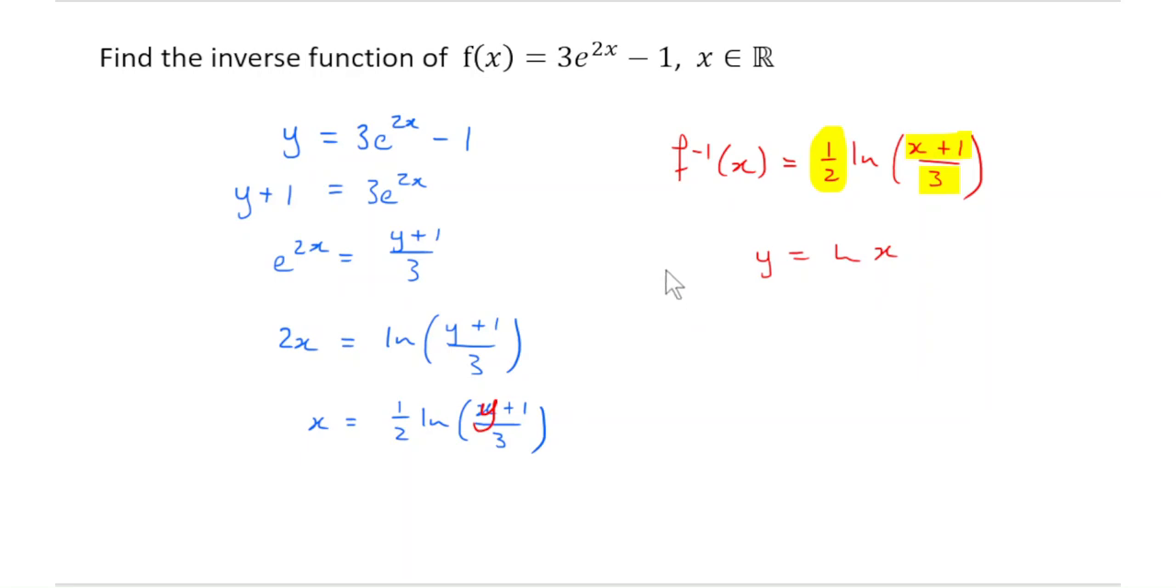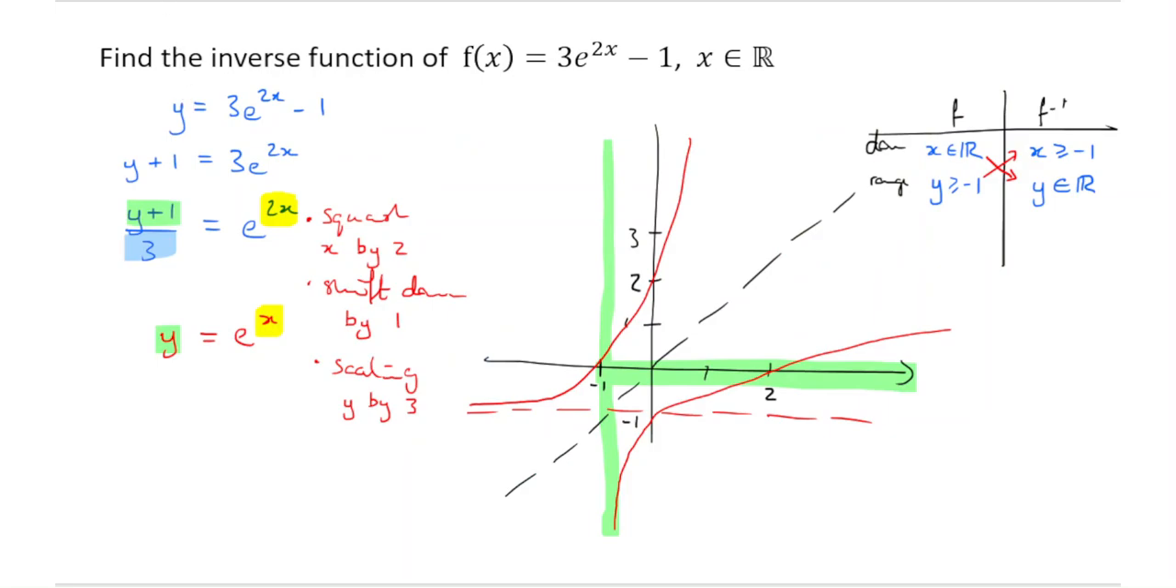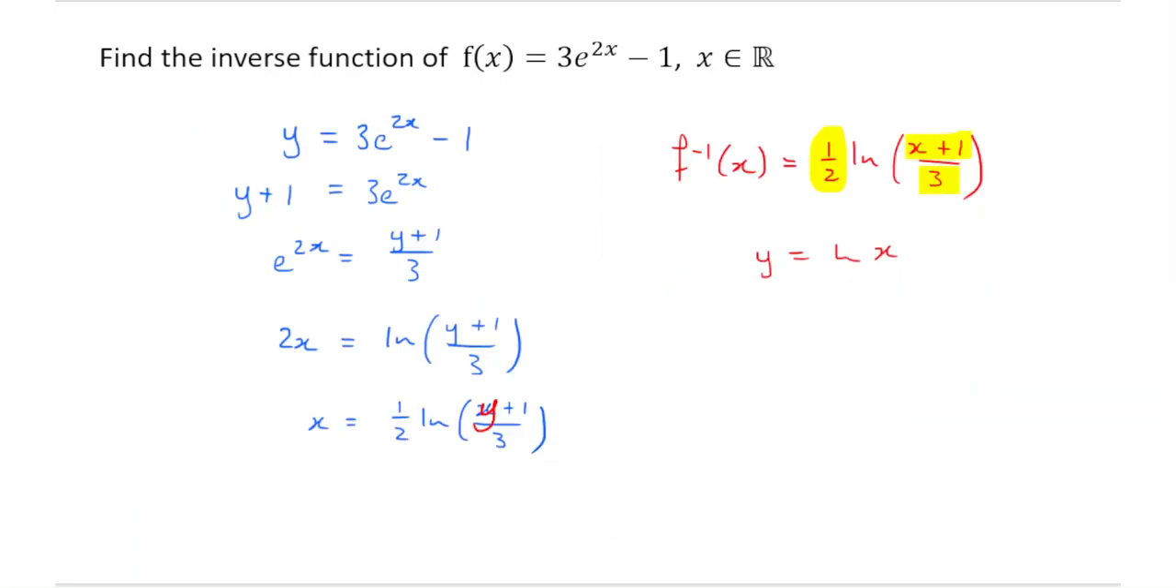And you should actually notice that that is basically the opposite of what we had for the original function, right? In terms of the squashing and the scaling. So we go back to our original graph here. What I'm saying is this function here, f inverse, is equal to the half ln of (x plus 1) divided by 3. Go back to that.